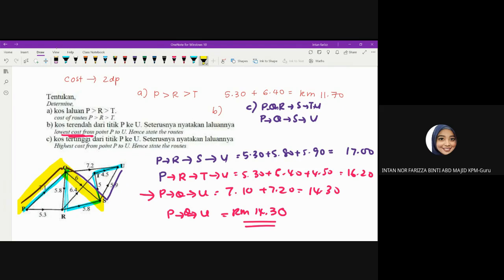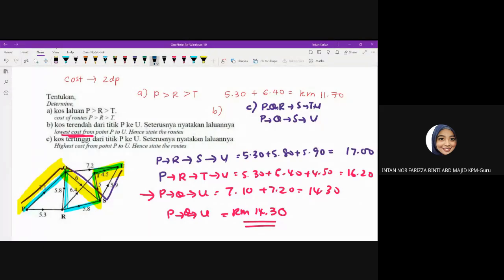Same, PQ. Oh, the first one was wrong. Okay, wait. PQ STU. The first one just now was wrong. The first one is PQR STU. Yes, I missed out one letter. So the first one just now is PQR STU.